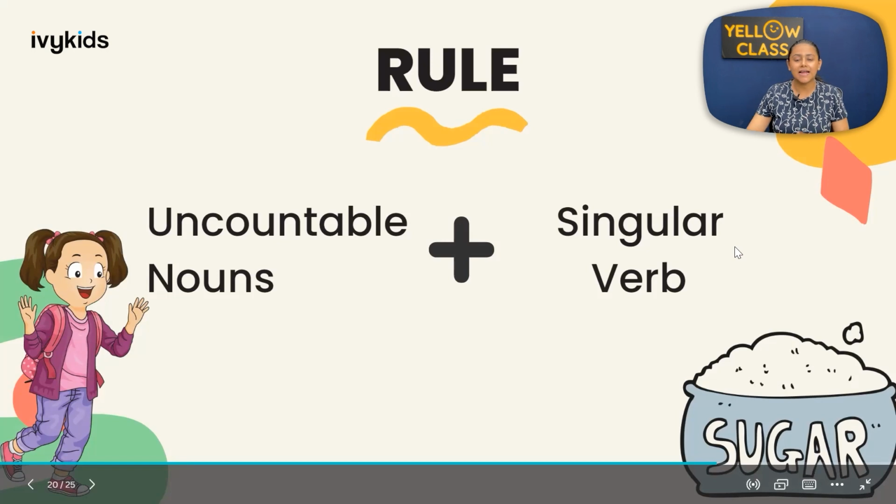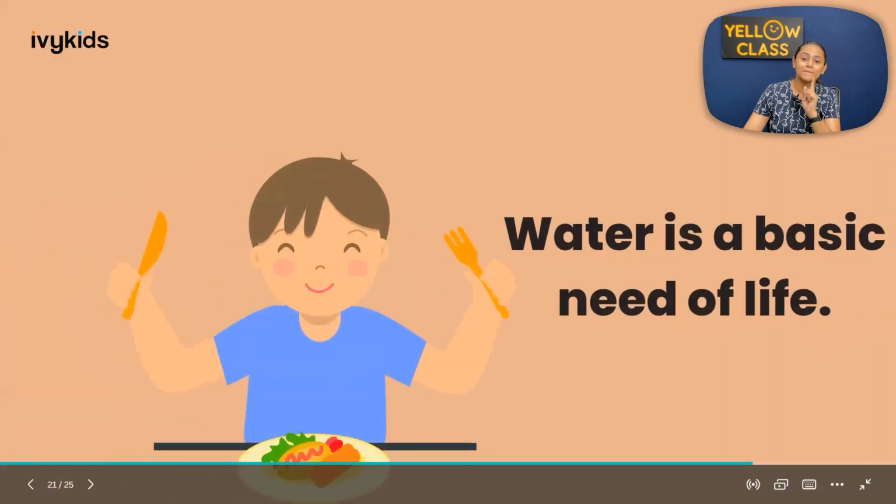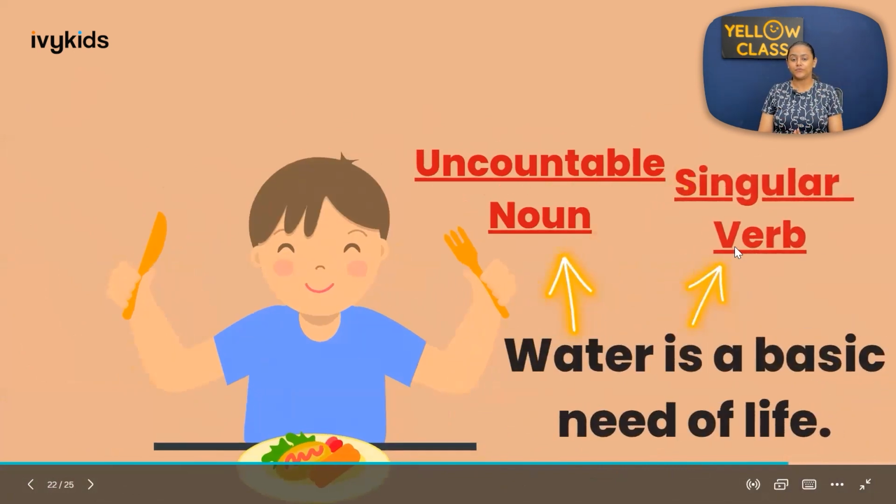They are always followed with a singular verb. Let us understand it with the help of an example. Yes? Water. Water is an uncountable noun, right? And it is followed with a singular verb. This is the rule. We have to remember this rule. Okay?